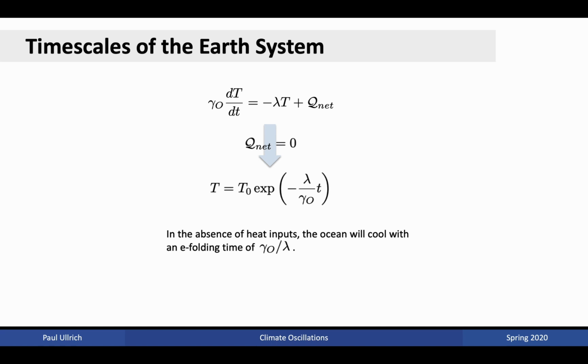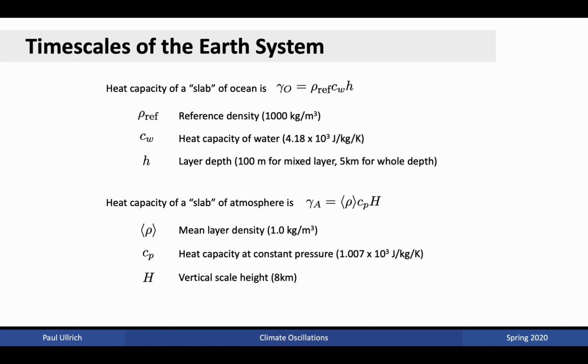If we solve this system for the case of Q net equal to zero, we observe that the solution is simply a decaying exponential. The e-folding time associated with that exponential, that is, the amount of time required for the temperature to drop by a factor of 1 over e, will be given by gamma O divided by lambda. Thus, this factor, gamma O, governs the time scale of cooling associated with the ocean. Alright, let's try to calculate this gamma O.